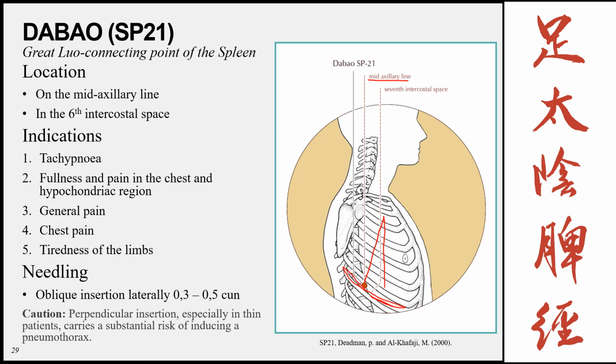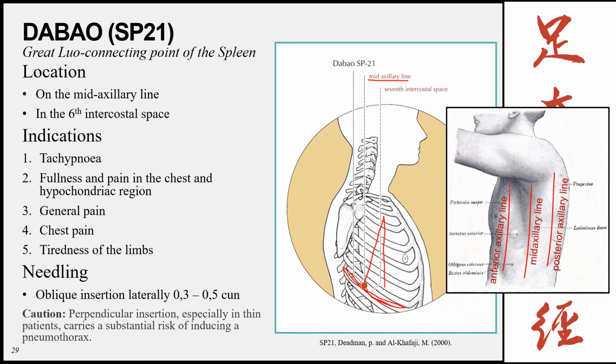And then if you look at the image on the right here, it just shows you how to find the mid-axillary line. So the mid-axillary line is midway between the posterior axillary line over here and the anterior axillary line. We find these 2 points, and then we go midway between them, and that's our mid-axillary line.